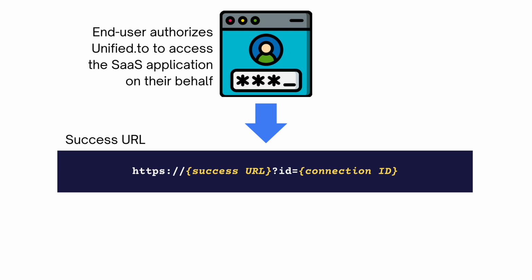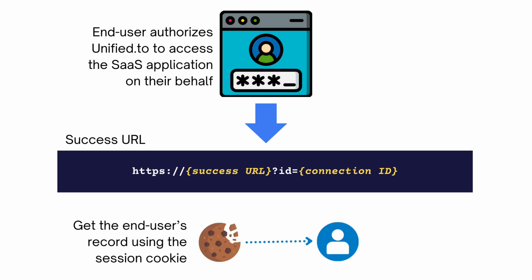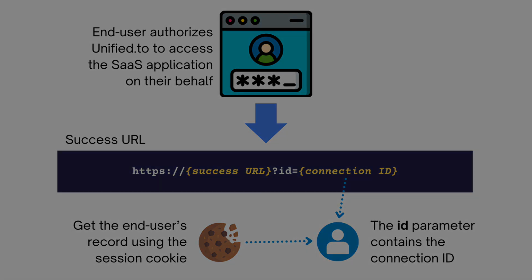As mentioned earlier, your application knows the end user's ID via the session cookie, and the connection ID is contained in the success URL's ID parameter. So, just like the state parameter method, your application should add this connection ID from the success URL to the end user's record so that it can access their account on the corresponding SaaS application.